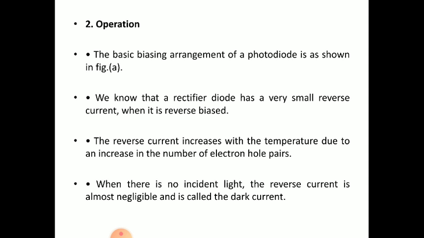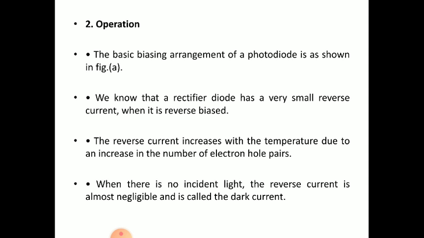But in case of a photodiode, we are using it in reverse bias mode and it is conducting. It is allowing the current to flow in reverse bias. A normal diode will not do that. So from here onwards, if we say rectifier diode, it means a normal diode.